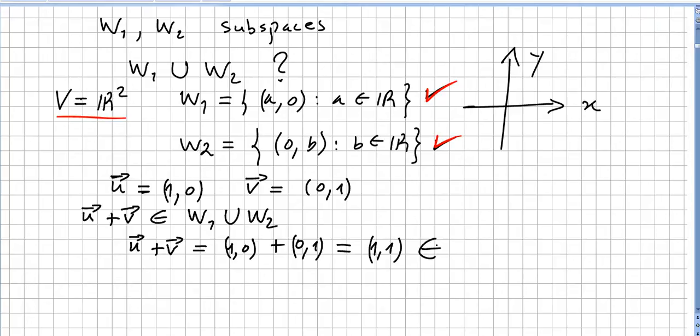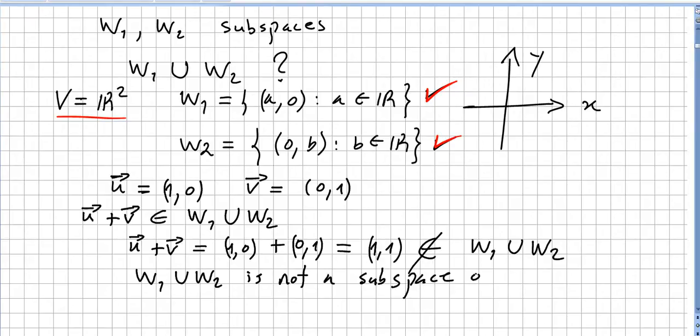But (1, 1) does not belong to W1 union W2. So W1 union W2 is not a subspace of the vector space V.